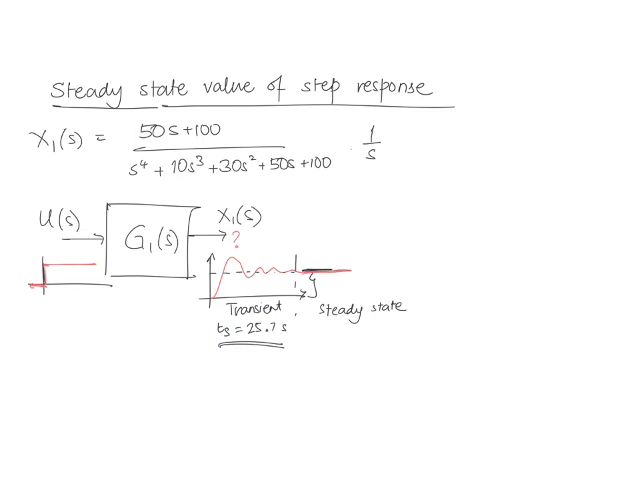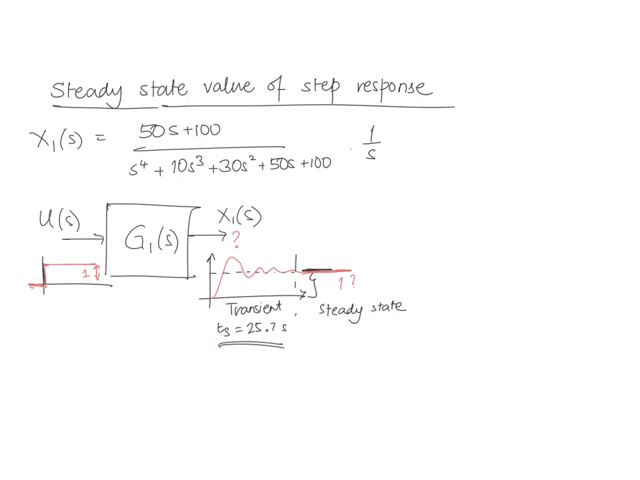Now remember, we have a step input here, so this value is 1. Okay, this value is 1. So we'd like to find out if this is 1 as well. So that's the question of interest. Is this also 1, or does it settle to something other than 1?